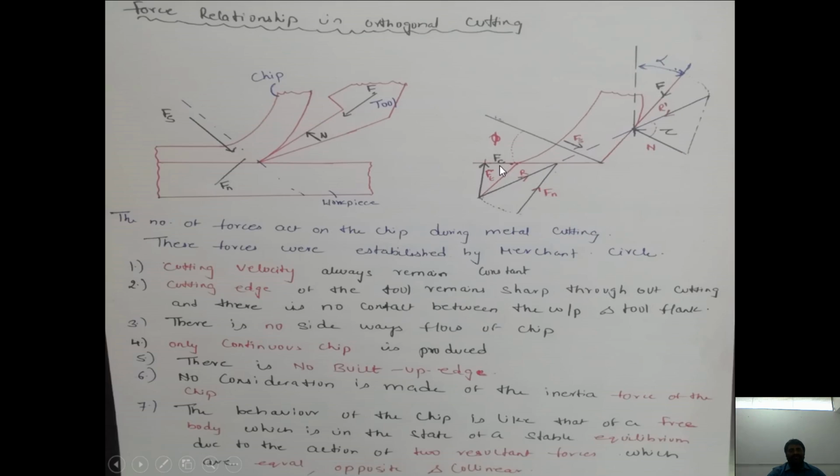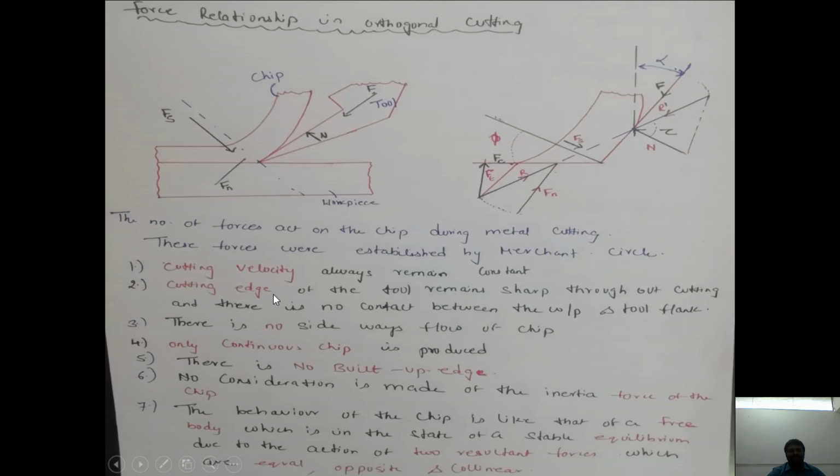When the tool contacts the workpiece, there are a number of forces. When these two triangles are joined, making an angle, we call that the Merchant circle diagram.